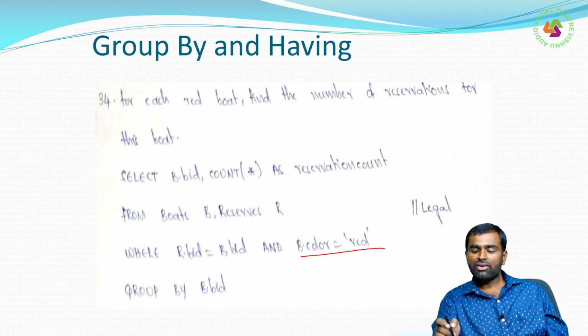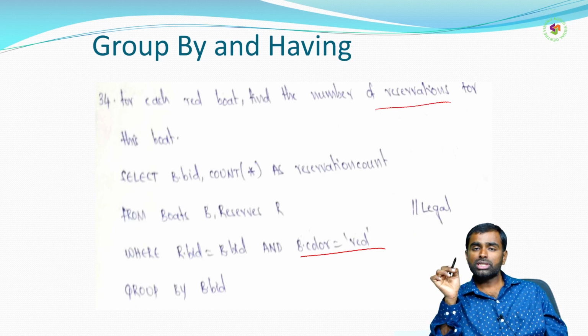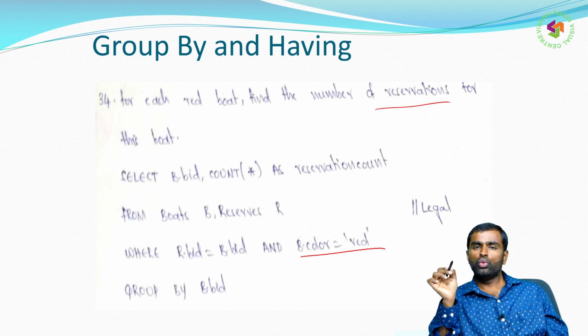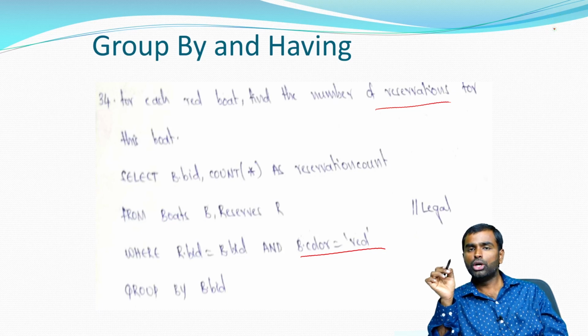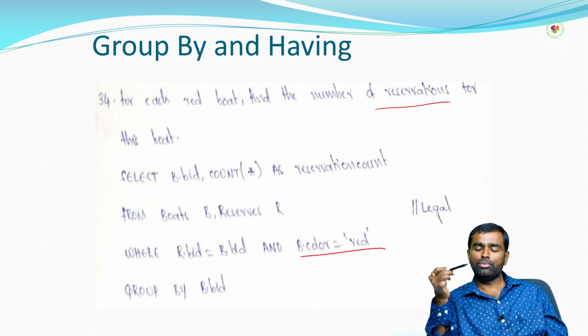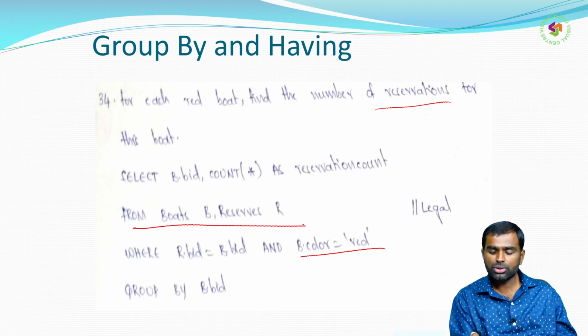To find out reservations, the reserves table is needed. The reserves table consists of SID, BID, day. It records which sailor reserved which boat on some particular date. That data can be obtained from the reserves table. That's why you need the boats and reserves tables.